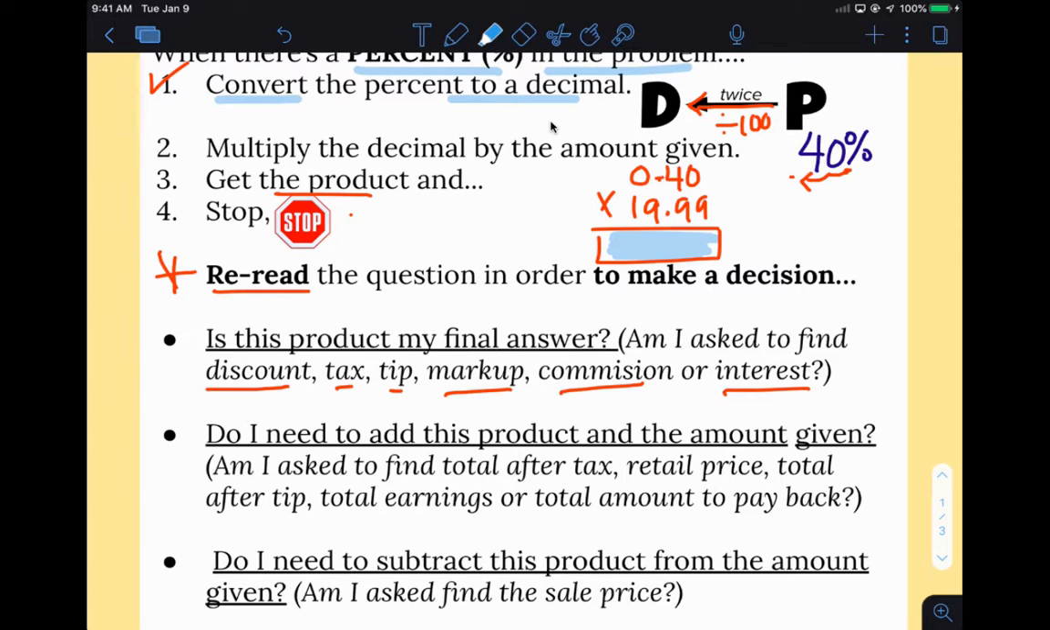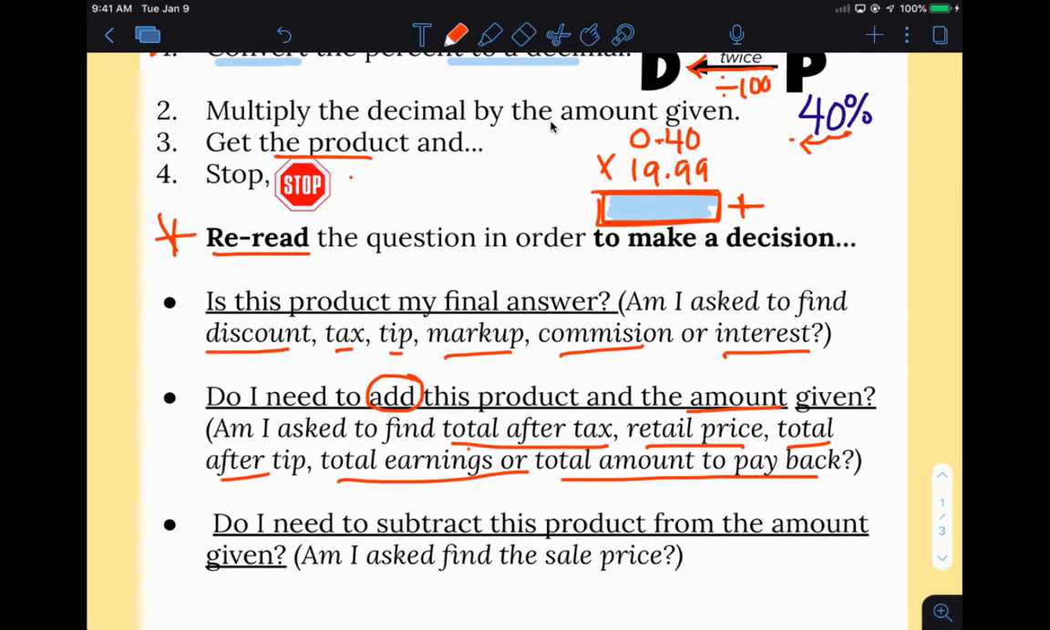So after we find that product, sometimes we need to add this product to the amount that they gave us originally. So if, let's say, we're finding a total after tax, after we multiply, we add the product. If we're finding our retail price, we will add the product. If we're finding the total after tip, the total earnings, or the total amount to pay back in case we're figuring out the interest on a loan to pay back, we have to add whatever product we get here to the original amount.